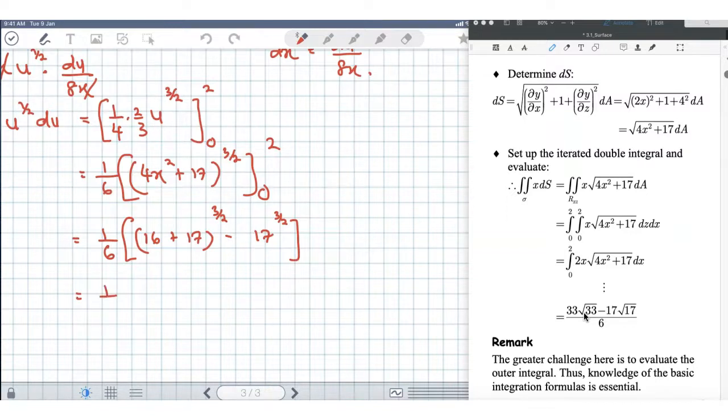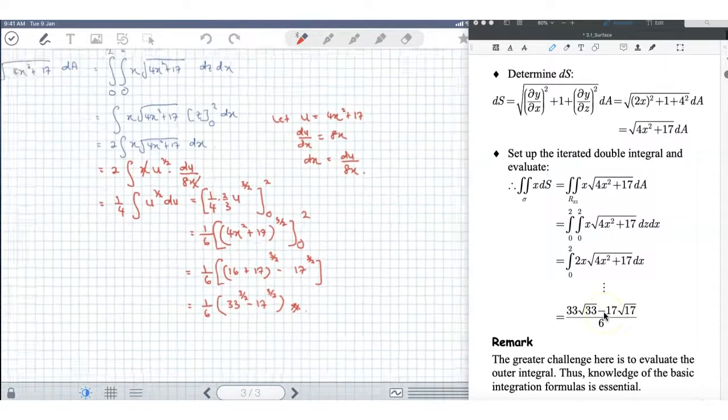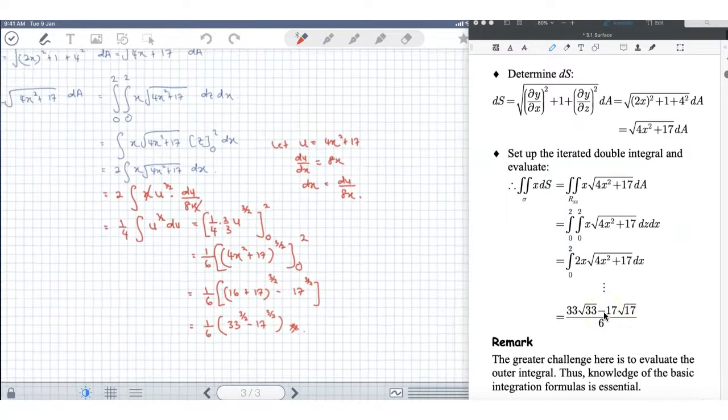So 1 over 6, 33, 3 over 2 minus 17, 3 over 2. Okay. You can leave your answer in this form. So I'm sure that the answer will be the same as this. Okay, so that is for the second example.